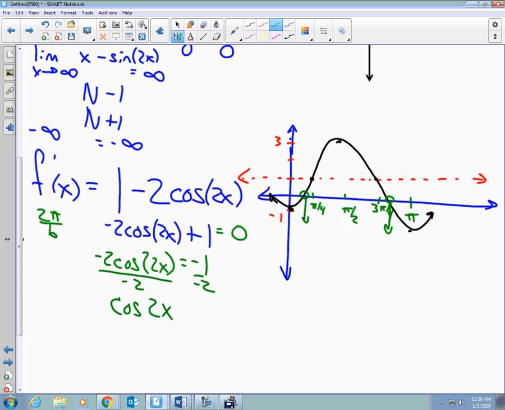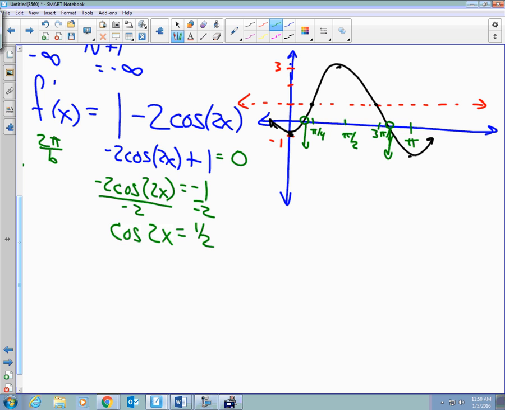Cosine of 2x is equal to 1/2. Cosine is positive. Maybe you remember from your trig days. How do we solve cosine of 2x equal to 1/2? Where is cosine positive? Which quadrant?